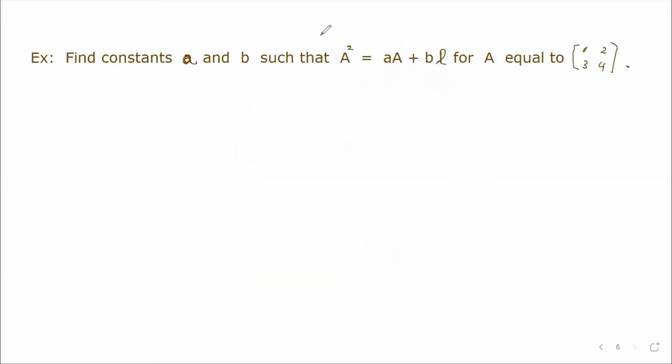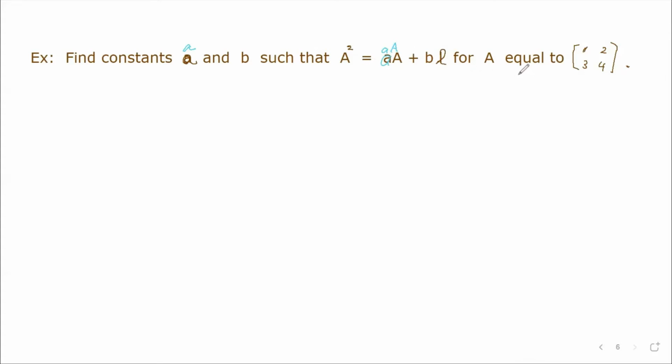Okay, then this one. Find constants, this is A, and B, such that matrix A square equal to A. Right now, I like to use A. This is small a, a scalar, okay. Plus BI, this is I. For matrix A, equal to this one, 1, 2, 3, 4, the elements inside A equal to this one. So find the constants A and B such that this equal to this.